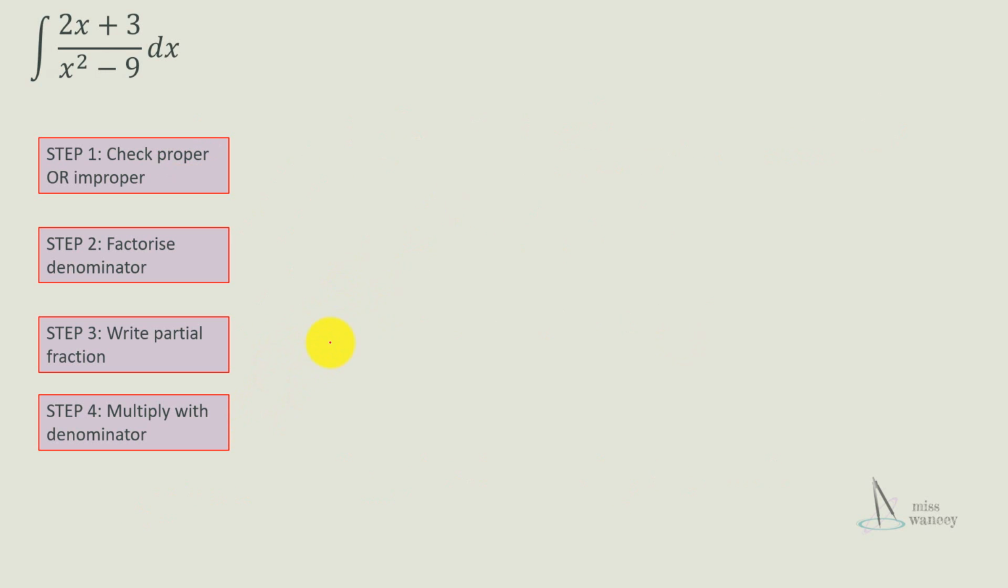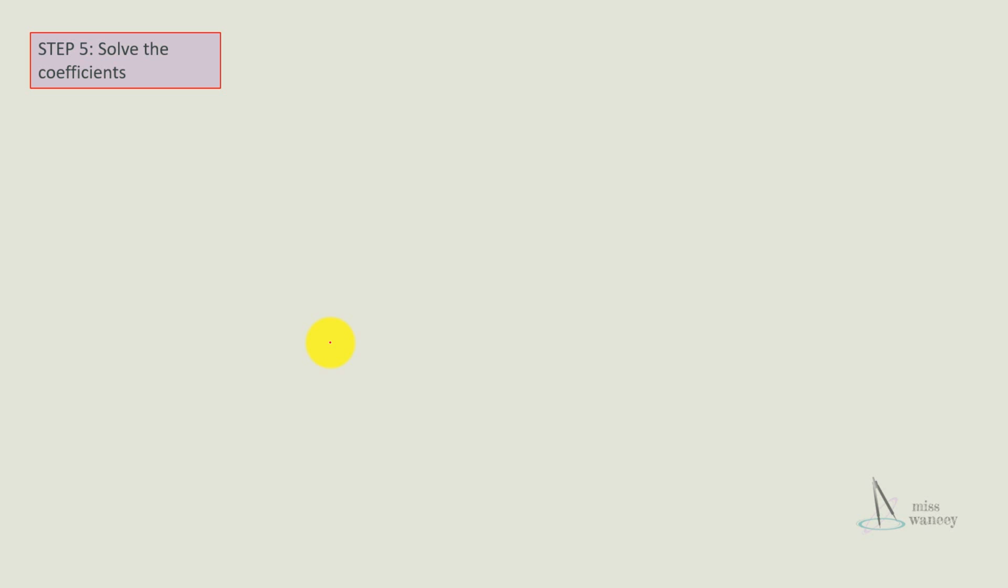Let's go to the fifth step. Solve the coefficients. Let's write down what we have previously. We have 2x plus 3 equal to A(x minus 3) plus B(x plus 3). Okay, so there are two methods to solve the coefficients. You can use substitution, or you can use comparing coefficients. Both methods actually work just fine, so just choose whichever is more comfortable for you.